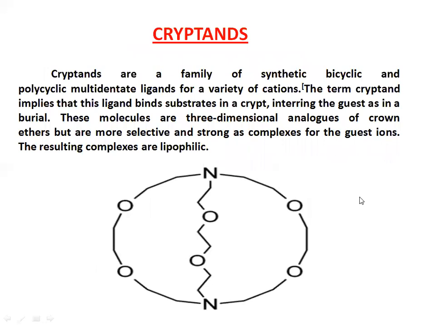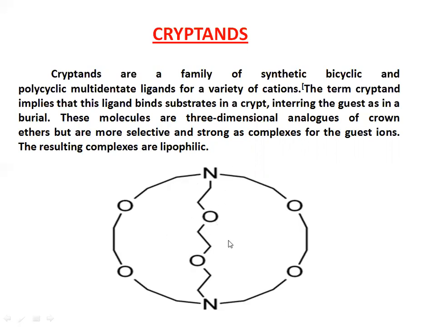After that, next are cryptands. Cryptands are a family of synthetic bicyclic and polycyclic multidentate ligands for a variety of cations. Cryptands are nothing but macrocyclic amino ethers. Cryptands were synthesized and investigated by Professor Lehn from 1971 to 1975. Cryptands have a high ability to form complexes, preferentially with alkaline earth metal and transition metal ions. The term cryptand implies that these ligands bind the substrate in crypts, entering the guest as in a burial.